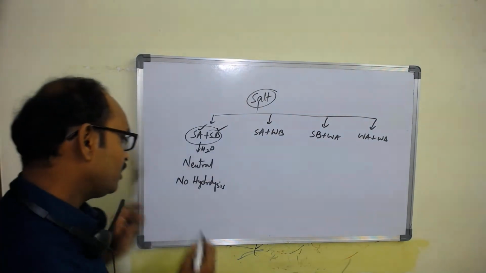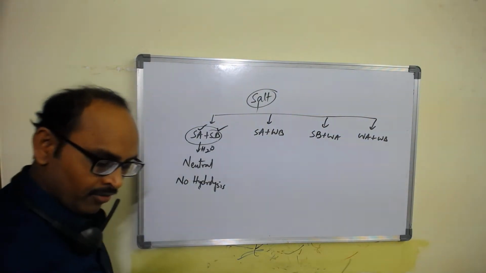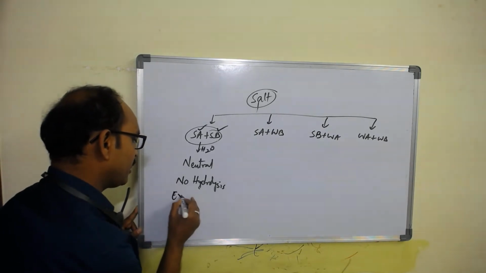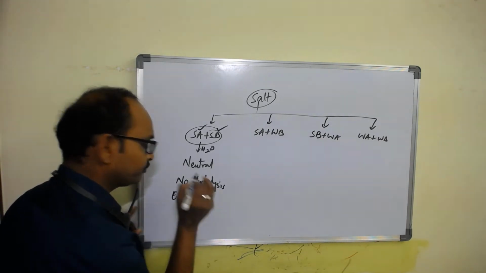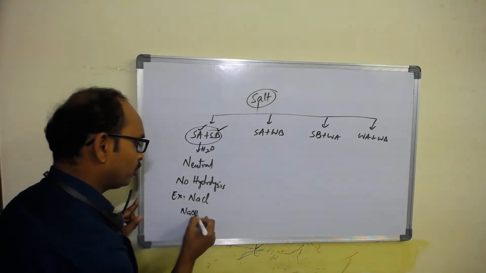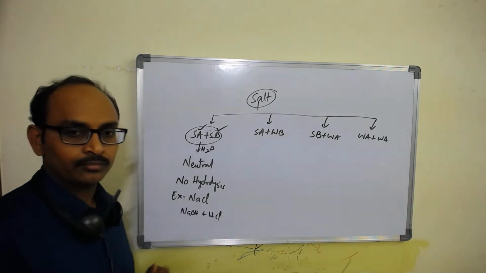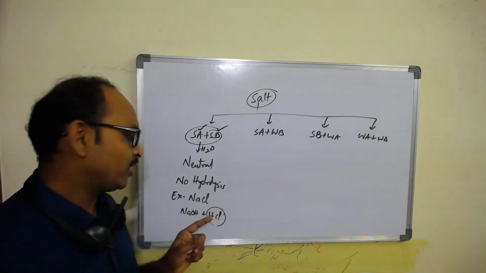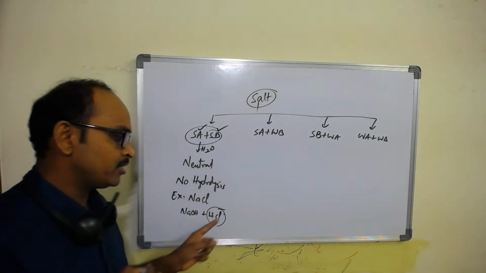For example, if I take sodium chloride as the example for this, sodium chloride is a salt of sodium hydroxide and HCl. Yes, HCl is a strong acid. Because HCl is a strong acid, the conjugate base Cl minus is weak.